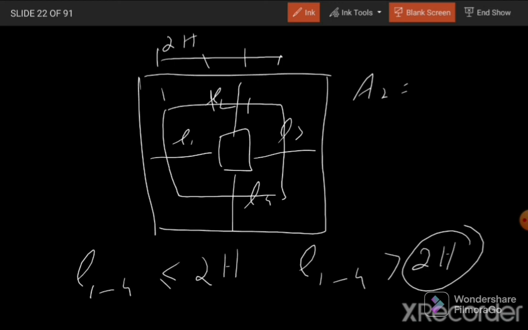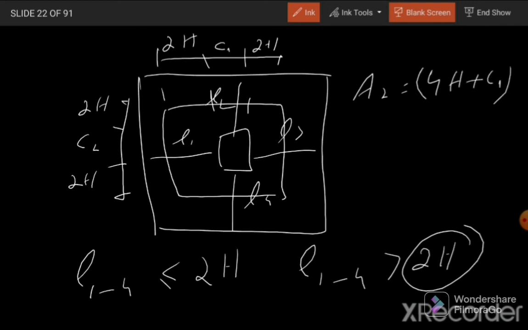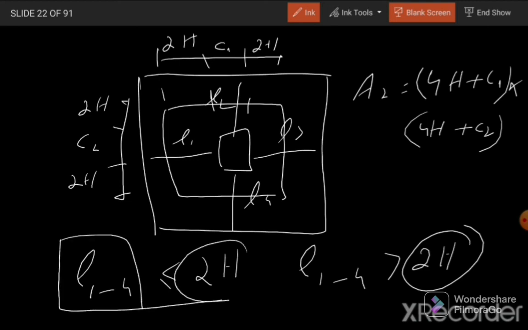this will be 2H, this will be C1, this will be 2H. Similarly on this side, this is 2H, this is C2 and this is 2H. So it will become 4H plus C1 times 4H plus C2. So from here we can calculate A2. So we just need to consider the least projection and then compare it with the 2H and then select the least value out of these two. Least projection and 2H, the smaller value out of these two, and then put it over here.